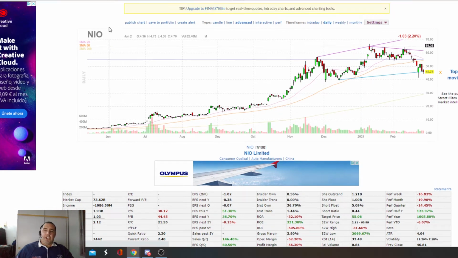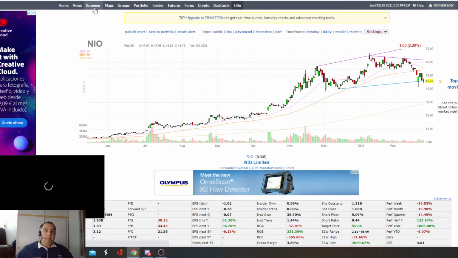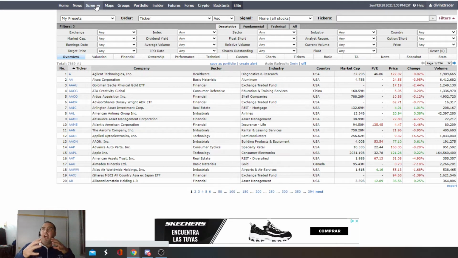I use this tool mainly as a screener when I'm looking for a stock. So what do I mean by screener? It means that you're looking for a specific company in a specific category or by a specific type of condition, whether it be the market cap, for example, and you can have a look here.